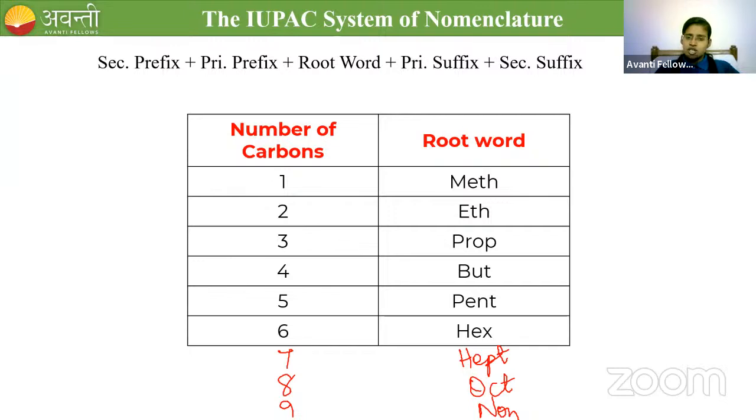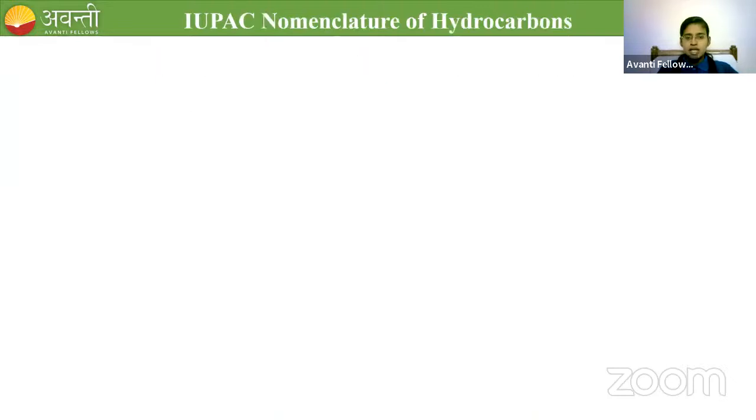Nothing to worry about the concept. It is just memorizing only. 1 means meth, 2 eth, 3 prop. That's all. Okay, fine. Let me go to the next slide. Now, let me take an alkane. So, this is an alkane.